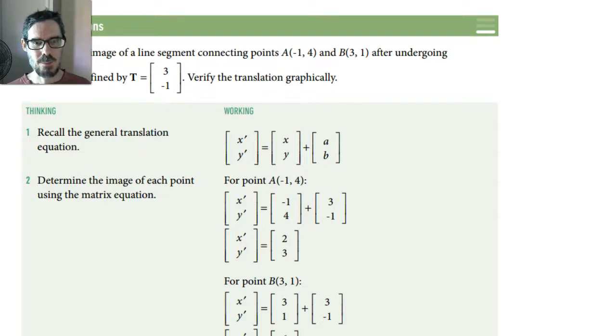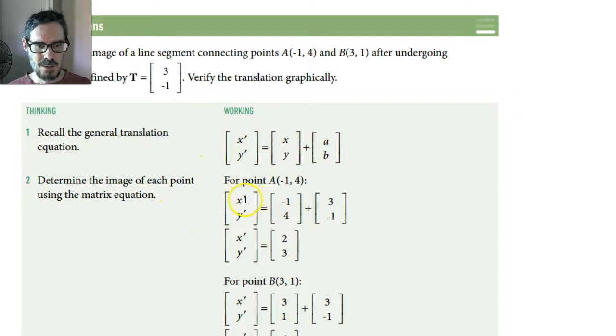So let's look at some simple examples. This transformation matrix only has 2 coordinates. It's a column vector. This means it has to be a translation. So we're going to apply this translation to the line segment connecting A and B. So all we do is we'll work out what this transformation, which is a translation, does. What does it do to A? What does it do to B? So that's the general form. You don't have to write that every time.